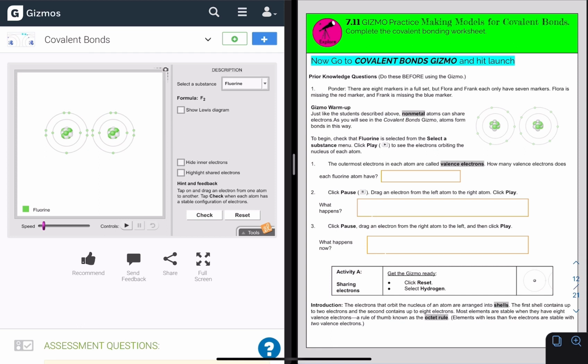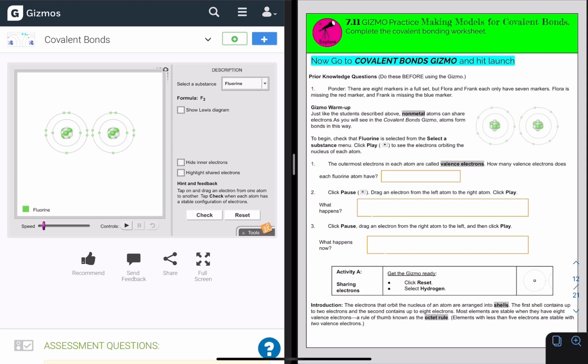starting the activity. It says, ponder, there are 8 markers in a full set, but Flora and Frank each only have 7 markers. Flora is missing the red marker, and Frank is missing the blue marker. What could they do in this situation? You're going to just jot down your thoughts in that space. We're going to move on to the gizmo warm-up.